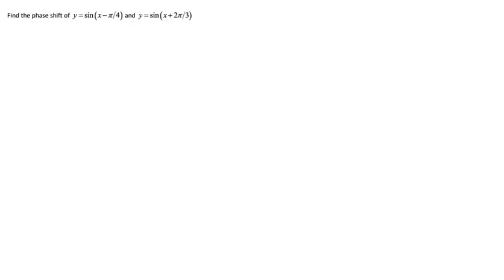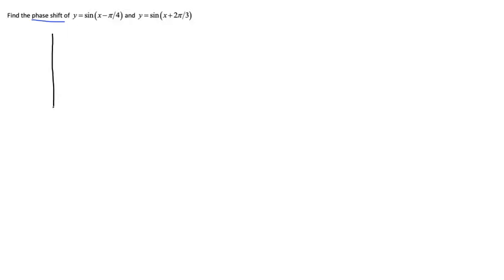Find the phase shift for these two functions. We have y equals sine of x minus pi over 4 and y equals sine of x plus 2 pi over 3. Well, what does a phase shift represent? Phase shift tells us the horizontal shift of these graphs. Essentially, where do these graphs begin?